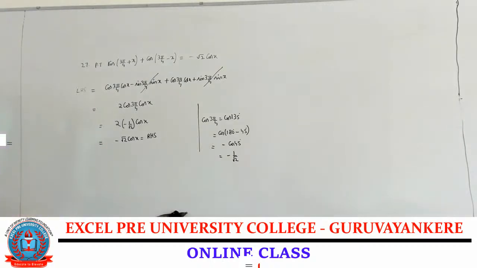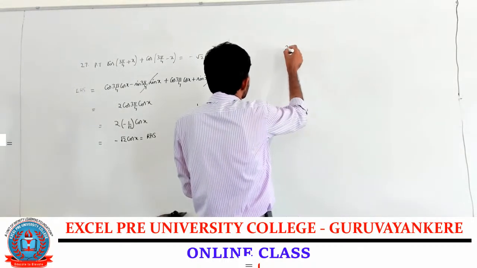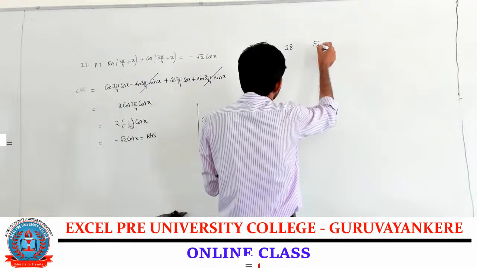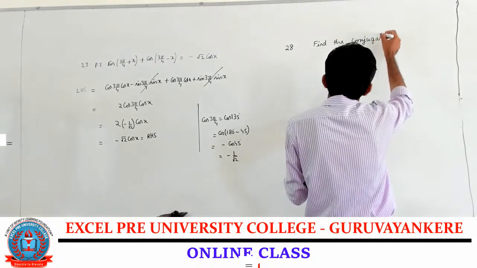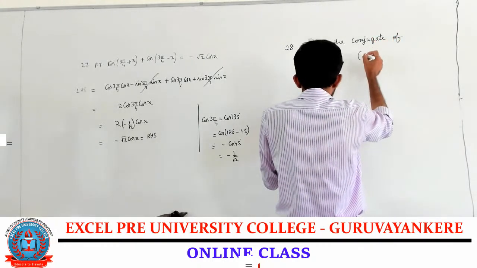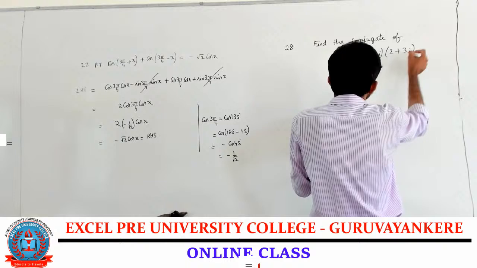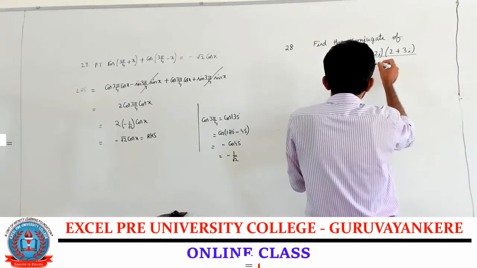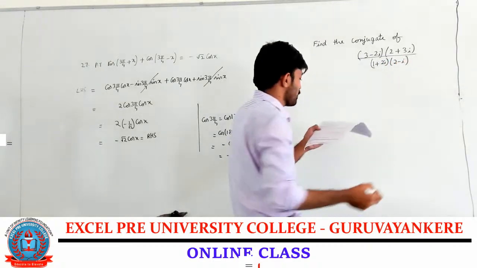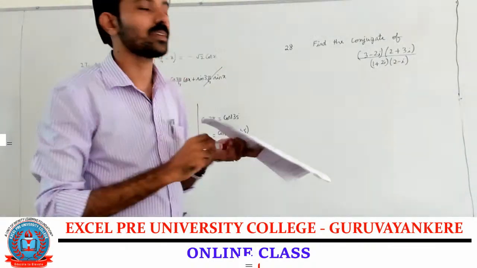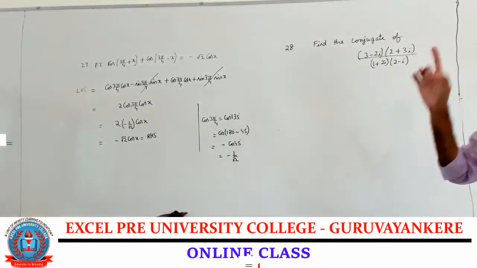Next one, 28. Find the conjugate of (3 minus 2i)(2 plus 3i) divided by (1 plus 2i)(2 minus i). Find the conjugate of this. Take the complex number as z, multiply the terms, and go on simplifying.